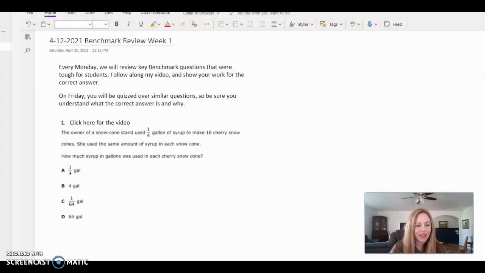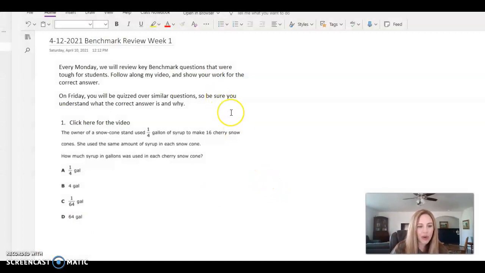benchmark questions that several people struggled with. I know that some of y'all scored very well on your benchmark, and I'm so proud of you. So I just want to make sure that we understand why the correct answers are correct. And then on Friday, you will be quizzed over questions that are very similar to the ones you see here. All right, so let's get started.